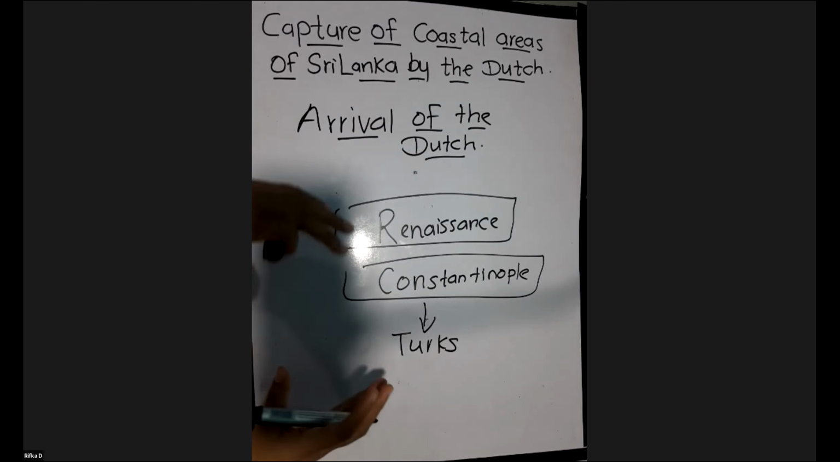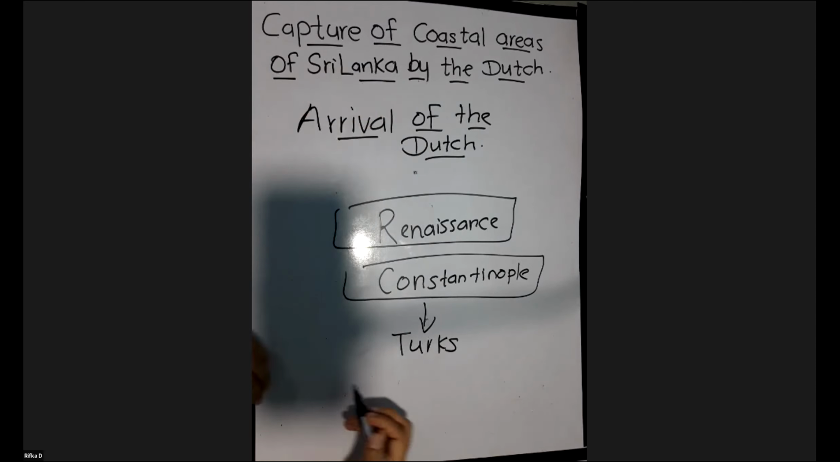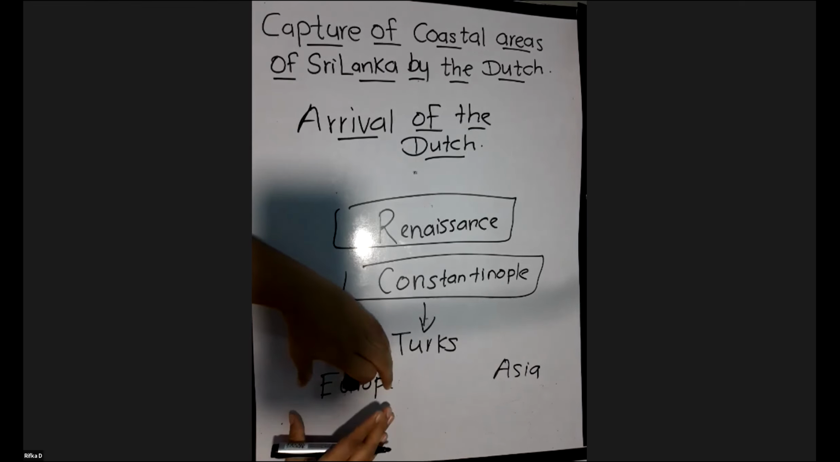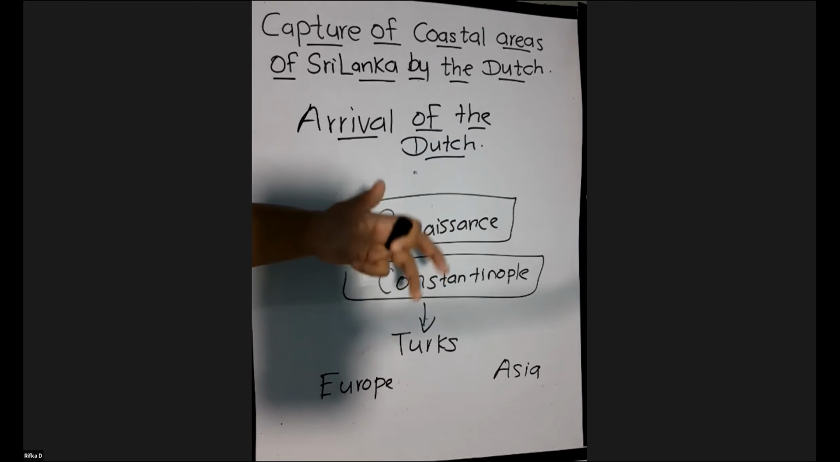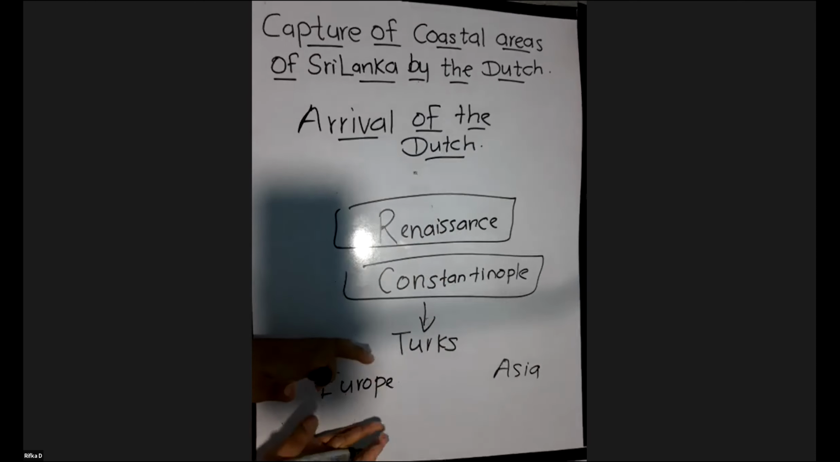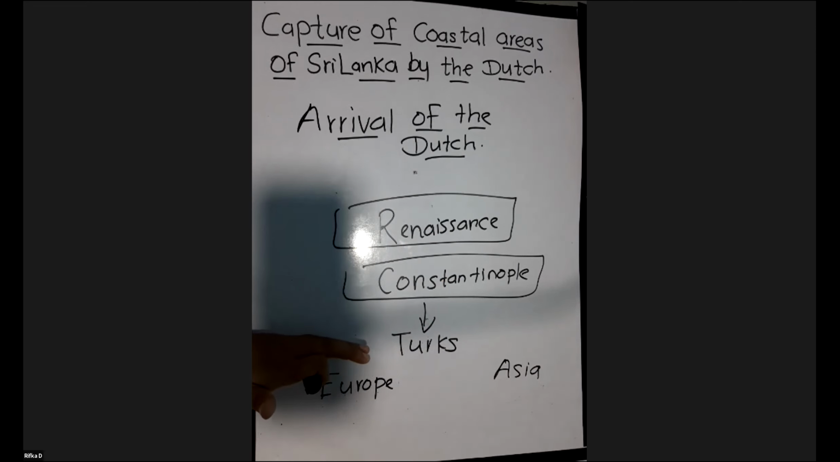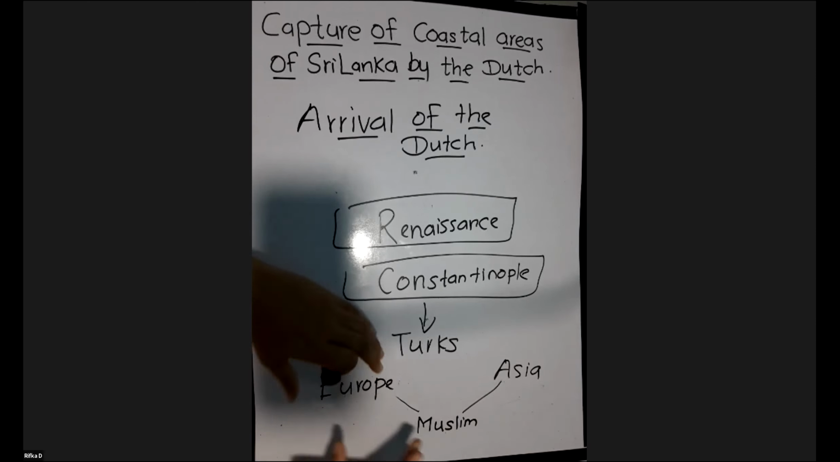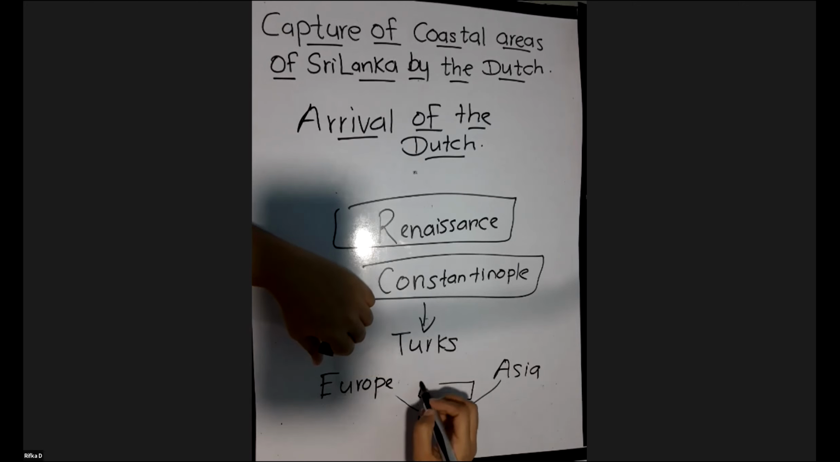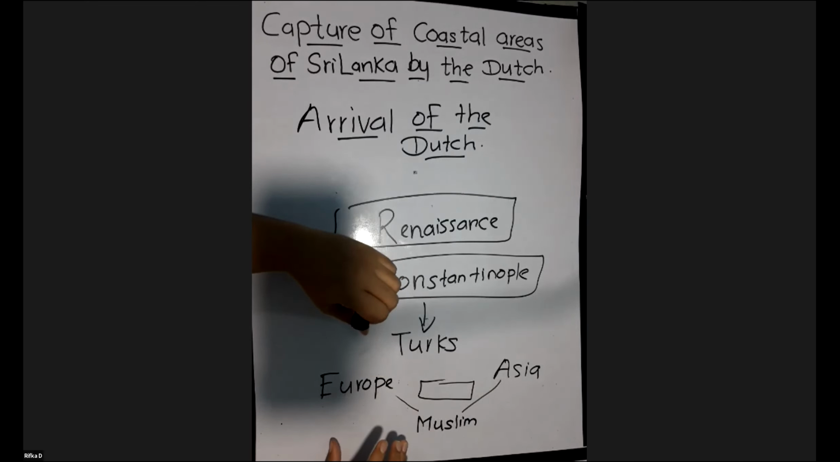Until then, what was the trading relationship between Europe and Asia? The European countries had heard that there were countries in Asia, like India and Sri Lanka, where commodities such as very good quality cinnamon were available, and those countries were very famous for spices. But they had never reached Asia because there was no need, because the Muslim traders were obtaining the goods from Asia and bringing them to Europe. And Constantinople was the main center where they did the trading activities.